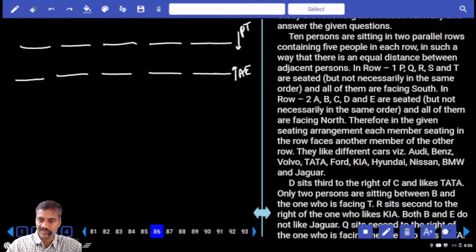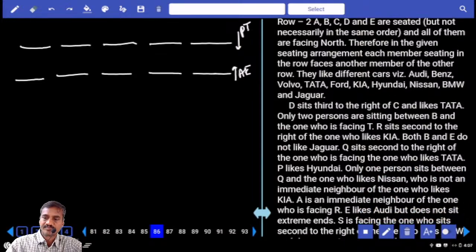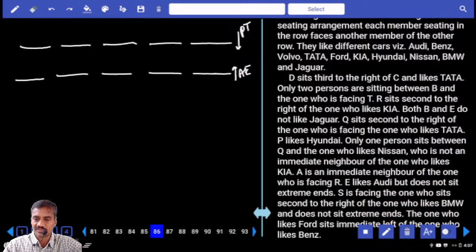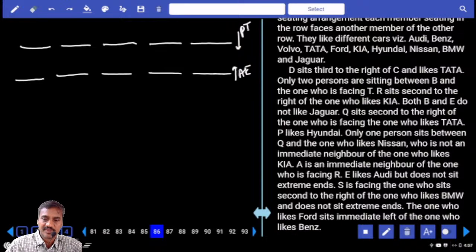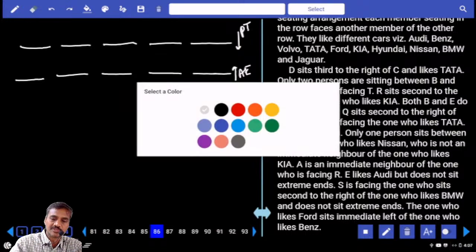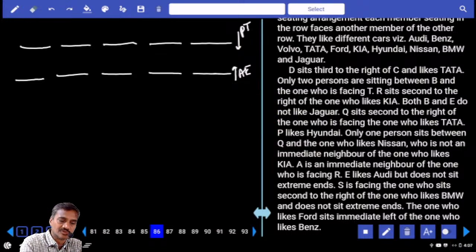And therefore in the given arrangement, they like different cars. D sits to the right of C and likes Starter. Now, how many possibilities do we have? D sits to the right of C means C is here, D is here, and D likes Starter. And this is one possible case.